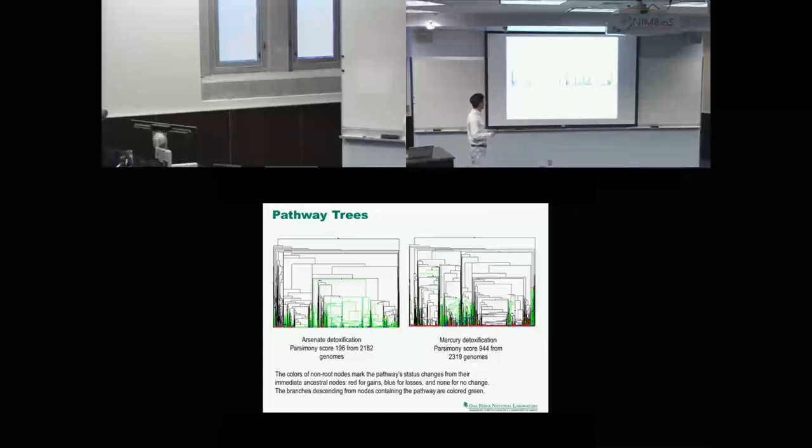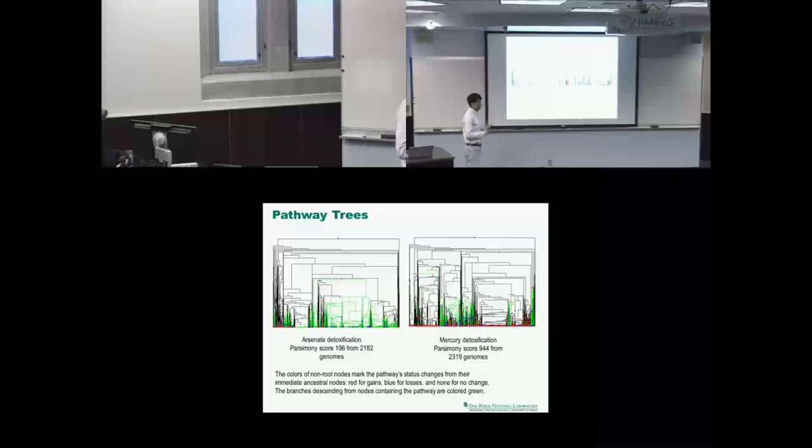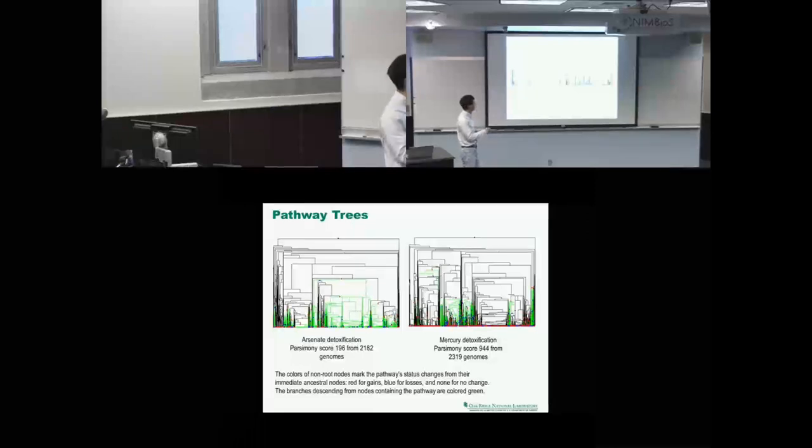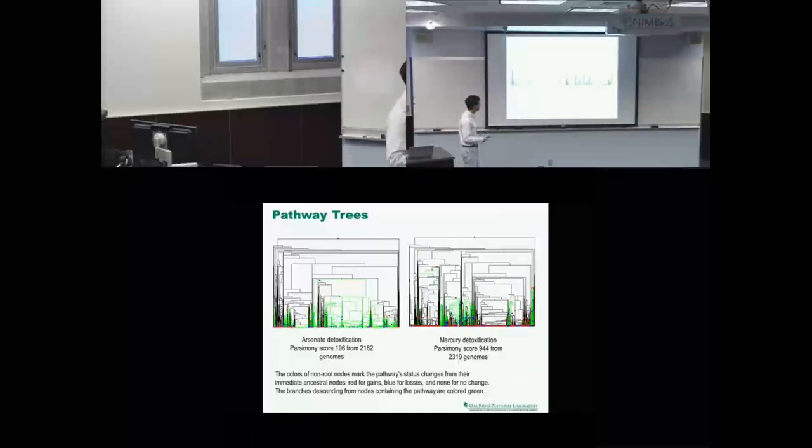So for example, in this arsenate detoxification pathway, we can infer the status of that pathway in the internal nodes, that means the ancestral profile. Here, this red dot means a gain event. The blue dot means a loss event. So the first time this arsenate detoxification occurred in evolutionary history is in here. And then it immediately went through a gene loss event, then you lost everything in this branch, but it maintained that pathway in all of this subtree.